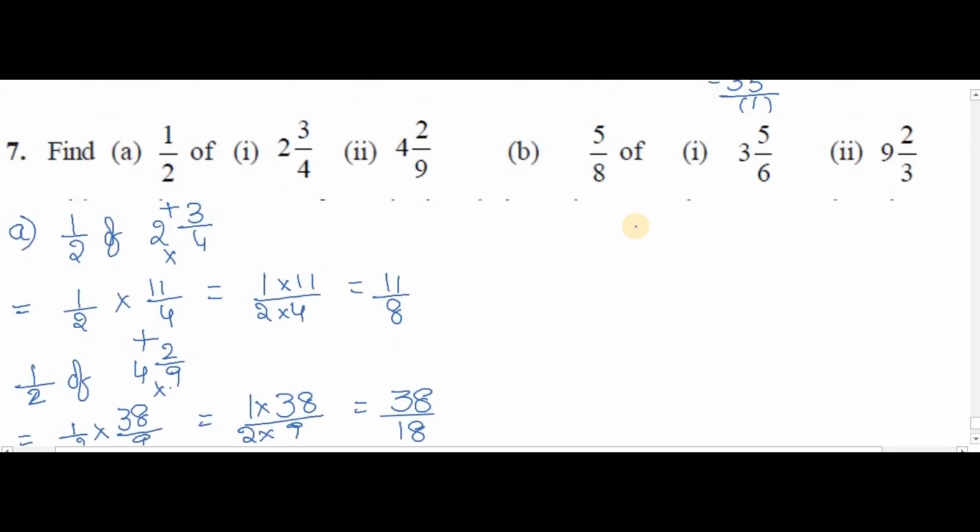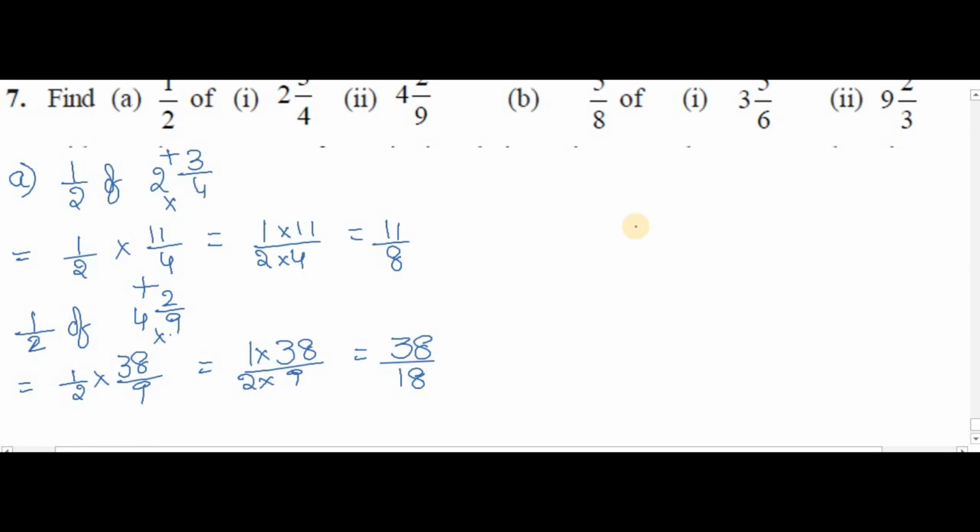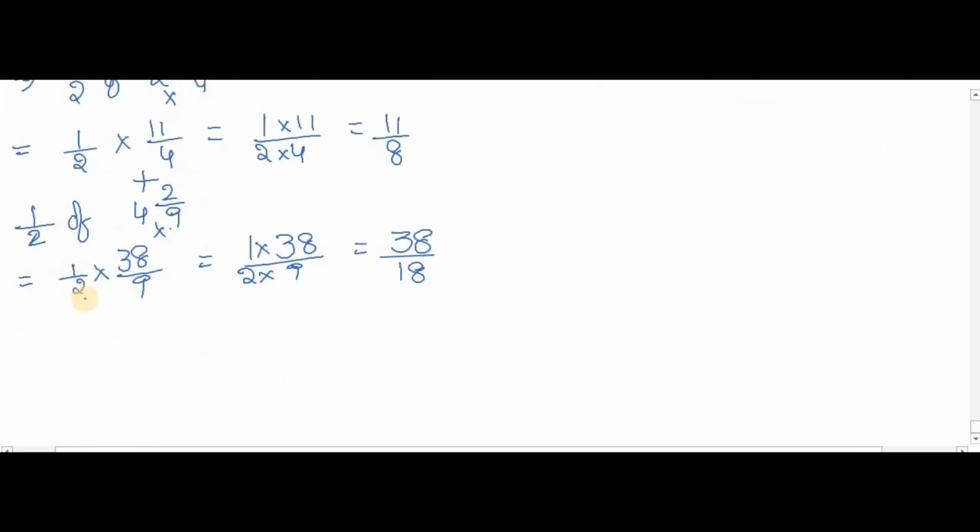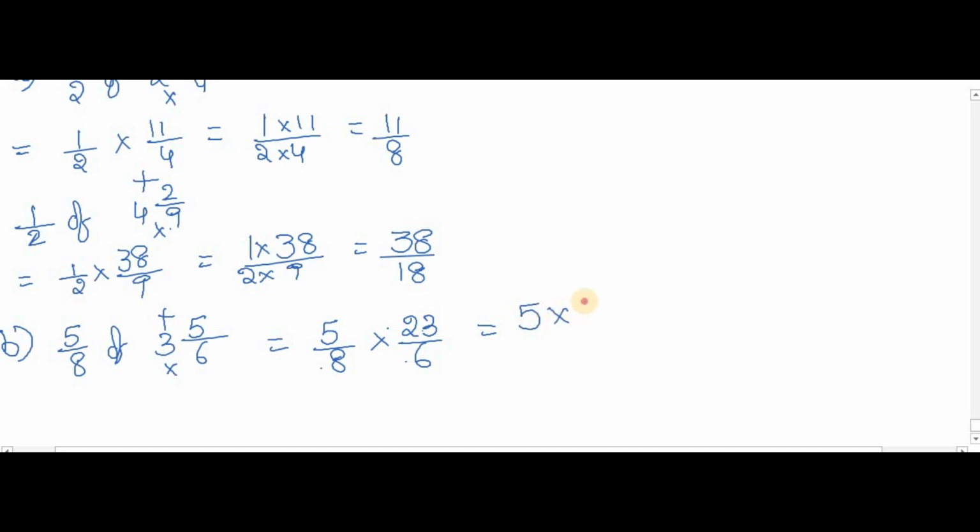Now in the same way, we'll solve the second question. 5 by 8 of 3 5 by 6. So here again this is mixed fraction. 5 by 8 into 3 6s are 18 plus 5, 23 by 6. And cancellations are not there here. We can't cancel the denominators, we can cancel the numerators. We can go either numerator denominator or denominator numerator. Here also there is no chance of cancellation, so multiply directly numerators and denominators.